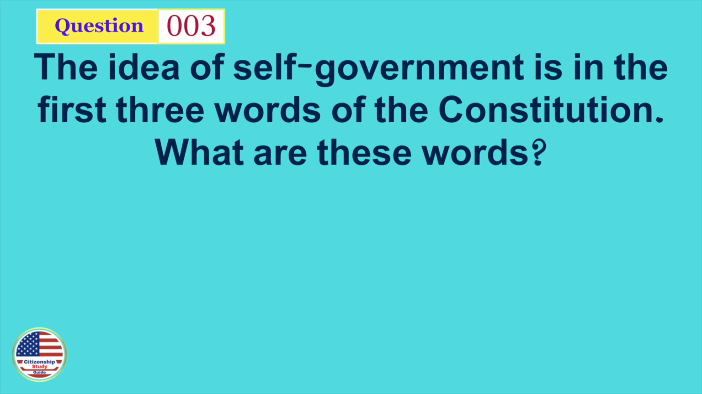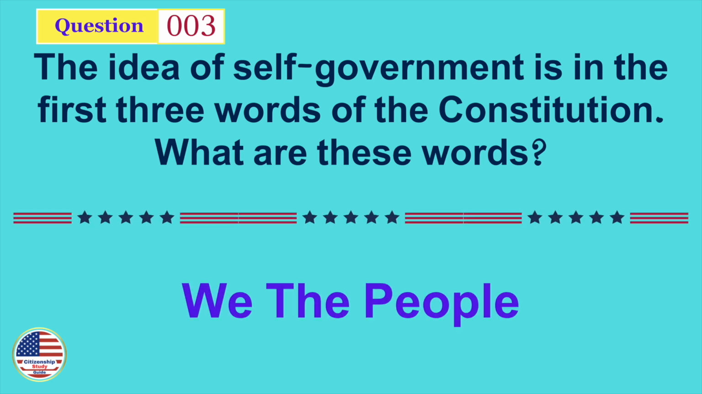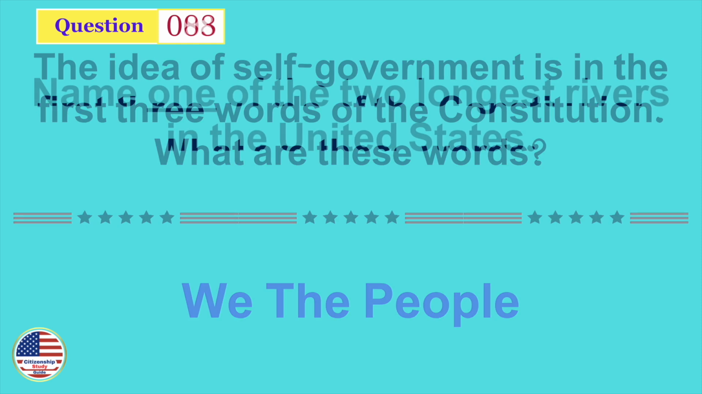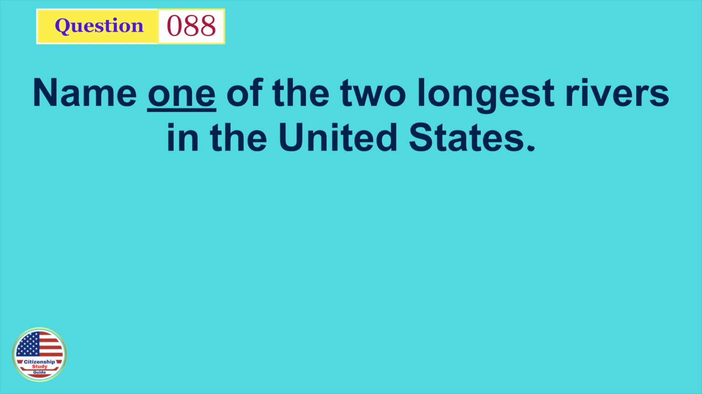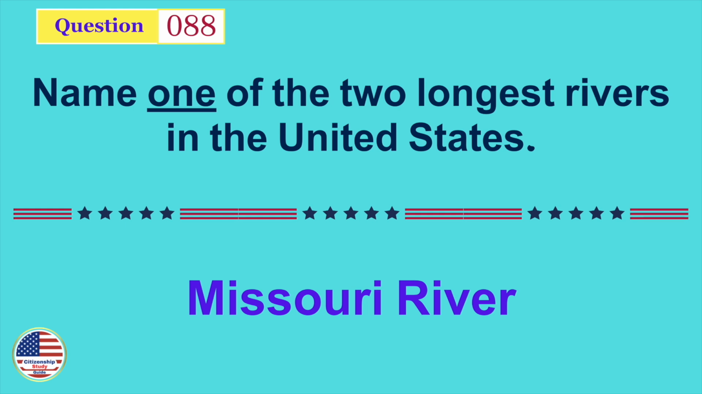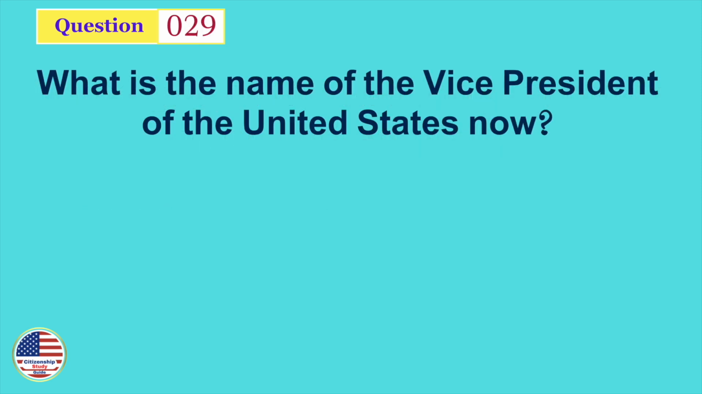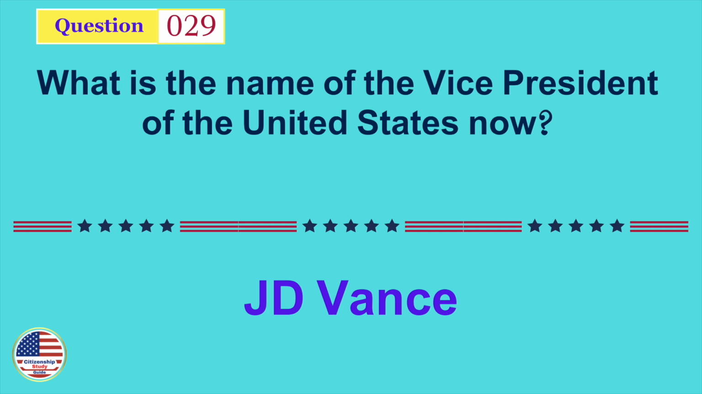The idea of self-government is in the first 3 words of the Constitution. What are these words? We the people. Name one of the two longest rivers in the United States. Missouri River. What is the name of the Vice President of the United States now? J.D. Vance.